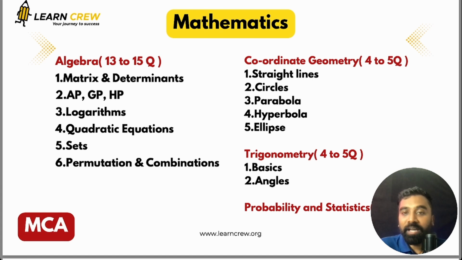Next, you have the coordinate geometry. Under this, you have 4 to 5 questions which are regularly asked based on straight lines, circles, parabola, hyperbola, and also ellipse. So this is the next one. Next, trigonometry basics regarding your basics, angles, how to find out like sine theta plus 90 or something like this, you will be asked and you need to figure that out very quickly. Probability and statistics, 4 to 5 questions.